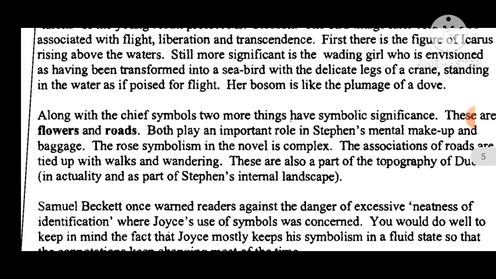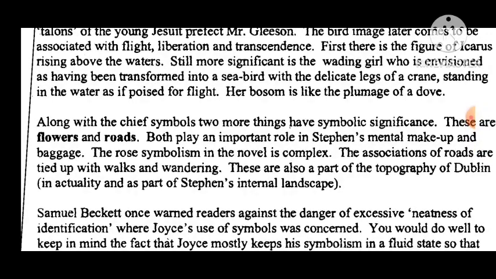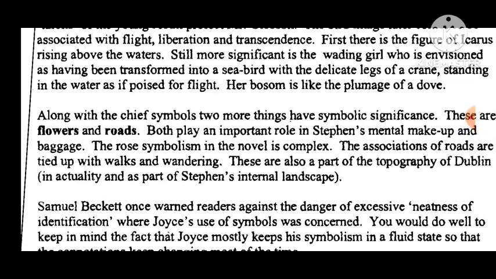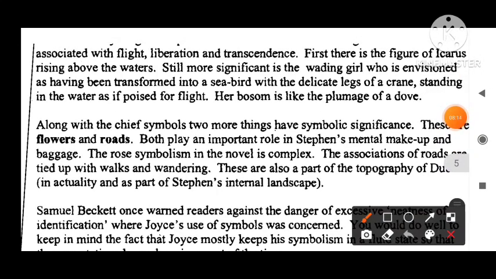So still the significance of the wedding girl, who is envisioned as having been transformed into a sea bird. This is the imagery James Joyce used in this novel: the wedding girl as a sea bird, with the delicate legs of a crane standing in the water as if poised for flight.